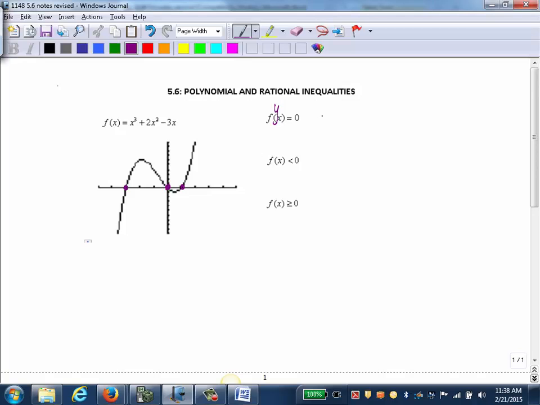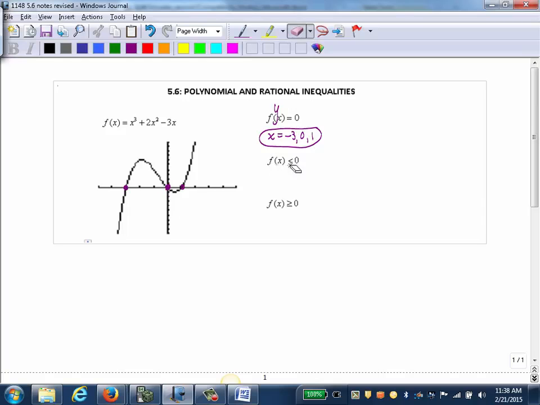So the zeros of this function are the x values of -3, 0, and 1. Now, if we want to solve the inequality f of x less than 0, we want to know where the y values of this graph are below 0, are less than 0. Well, we know on a graph the y values are less than 0 anywhere where the graph falls below the x-axis. So we want to look below the x-axis.